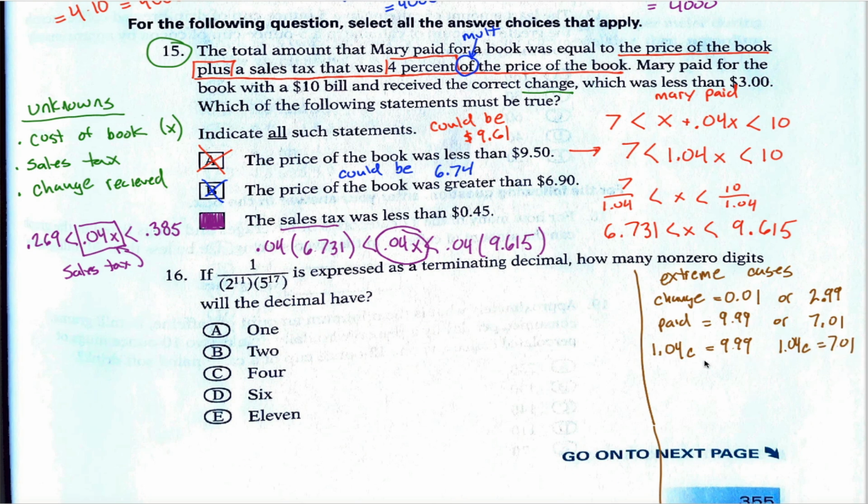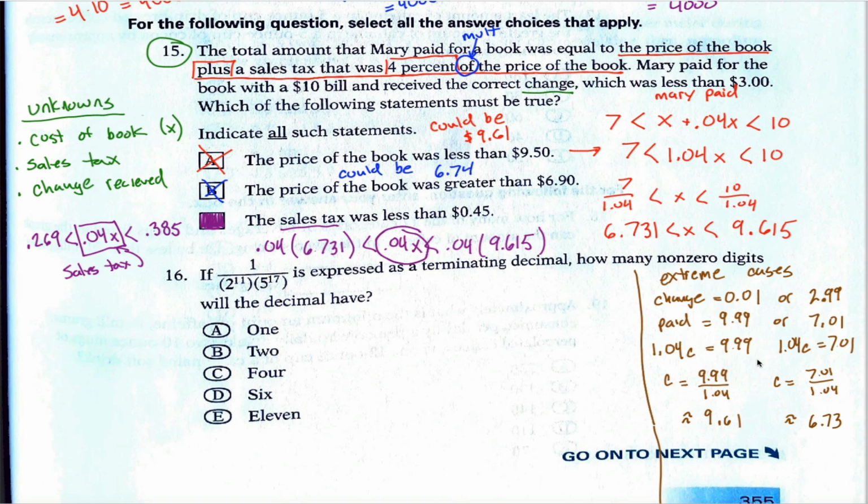Solving these for C, the cost of the book, I get that the cost of the book in this extreme case is $9.99 divided by 1.04. And in this extreme case, the cost of the book is $7.01 divided by 1.04. I stick those two numbers into my calculator and I get essentially the numbers you see up here. I don't want to use my calculator again, but you can check this if you want. This would be about $9.61, and this would be about $6.73.